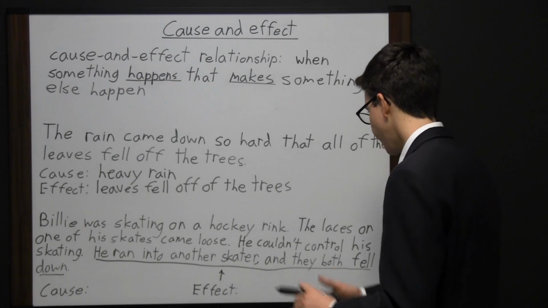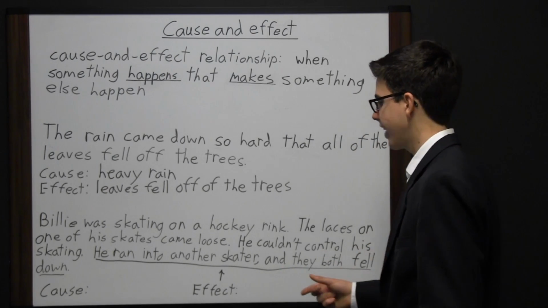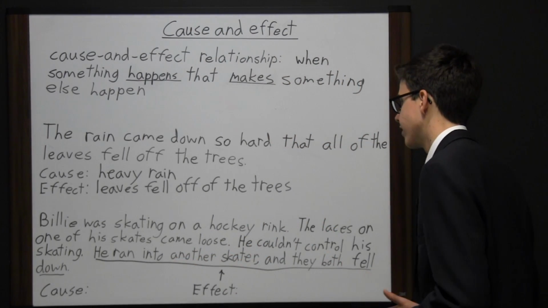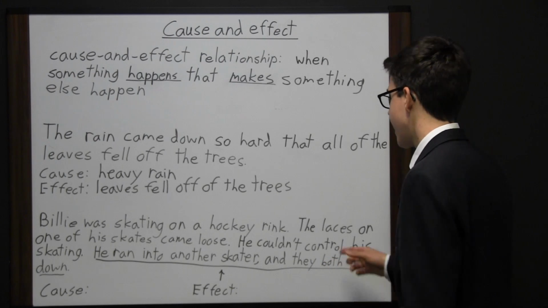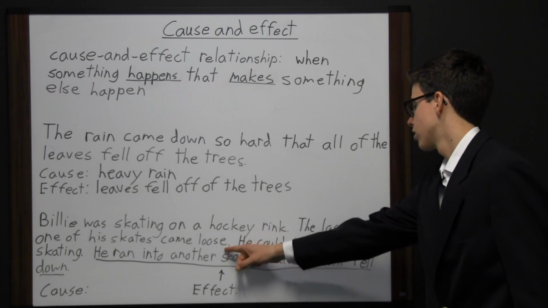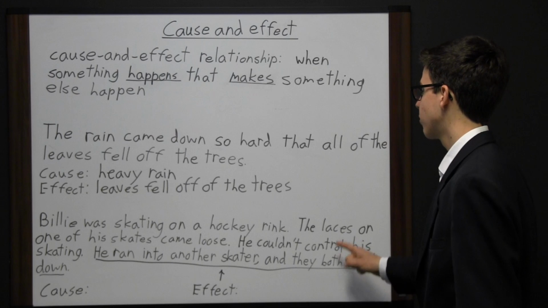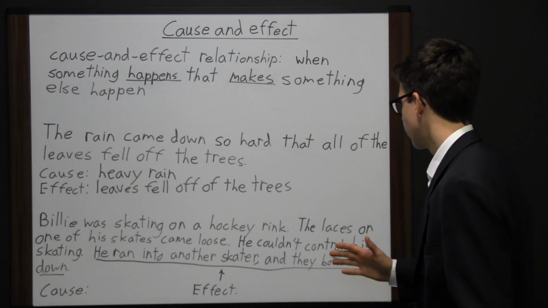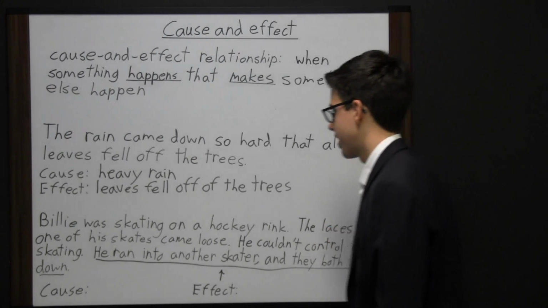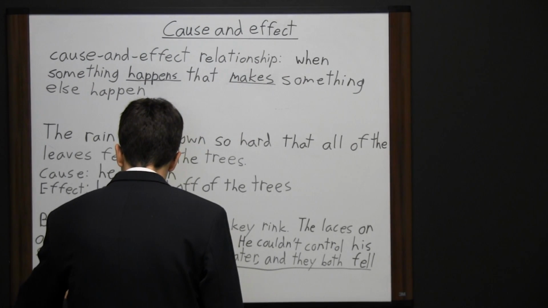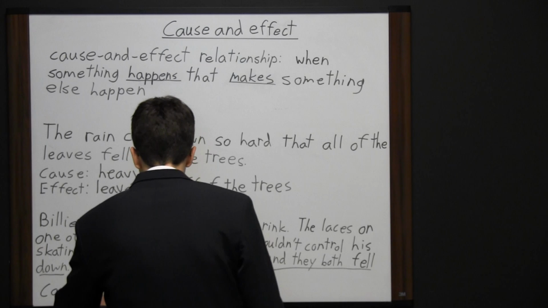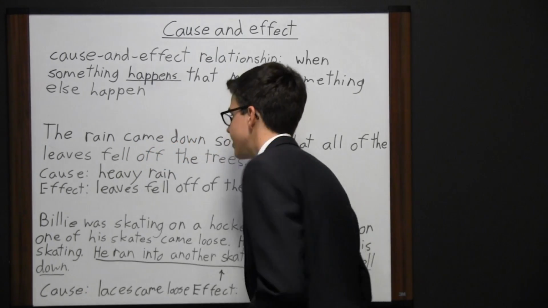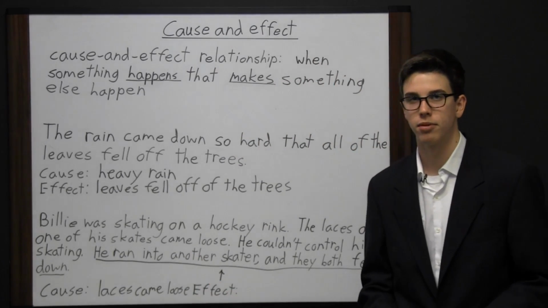Now what's the cause here? You may be tempted to say that he couldn't control his skating and that caused him to run into another skater. While that's true, the actual cause is that the laces on one of his skates came loose, which caused him not to be able to control his skating, which caused him to run into another skater, which caused them to both fall down. So what started all the dominoes falling over here was that the laces came loose. So that's a look at cause and effect relationships.